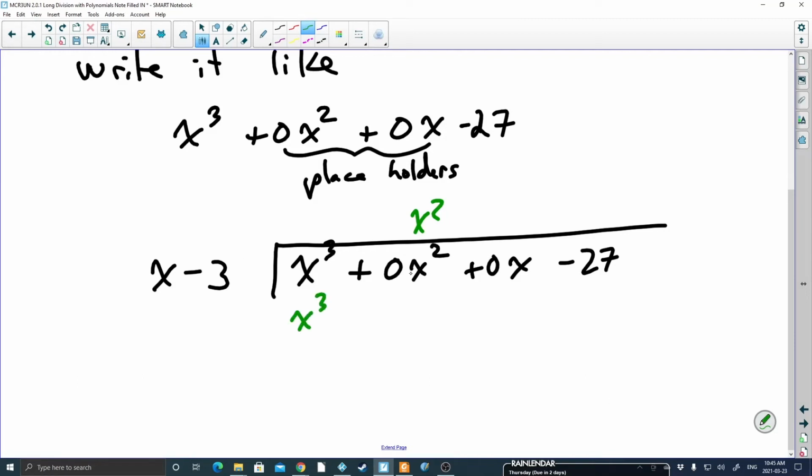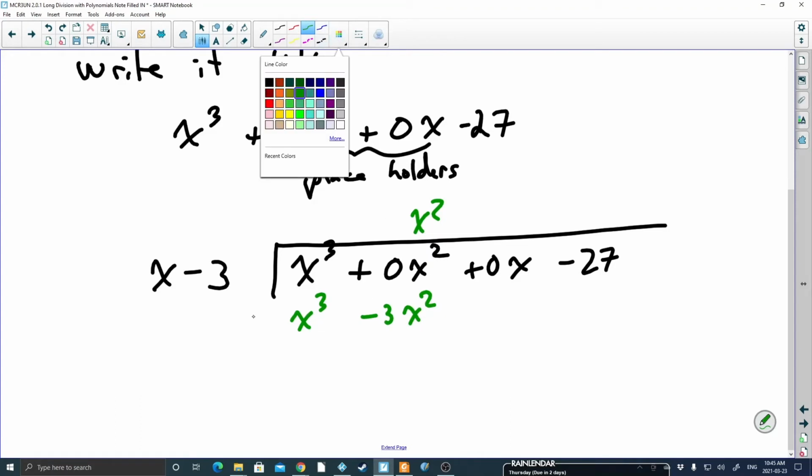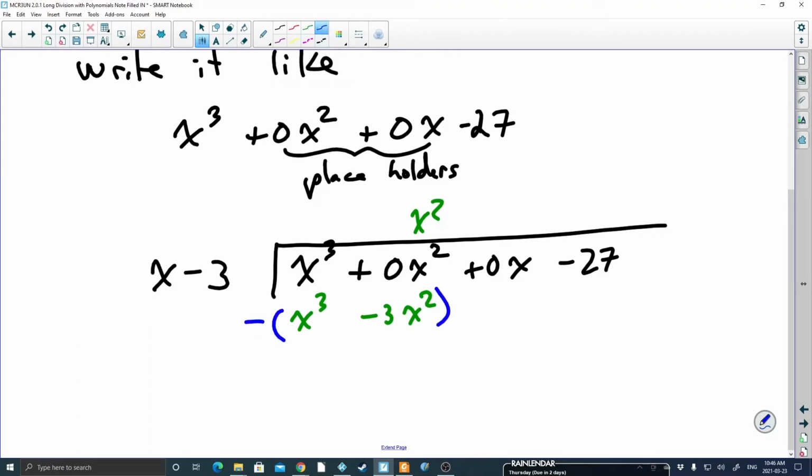X squared times negative 3 is negative 3x squared. And now you can see things are still lining up. All my cubes are together, all my squares are together. And I'm going to subtract downwards. That gives me 0. 0 minus negative 3x squared gives plus 3x squared. I'm going to drop my 0x, and then I'm going to start over again.